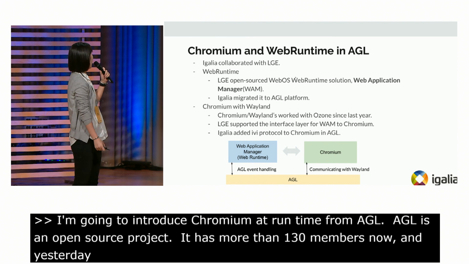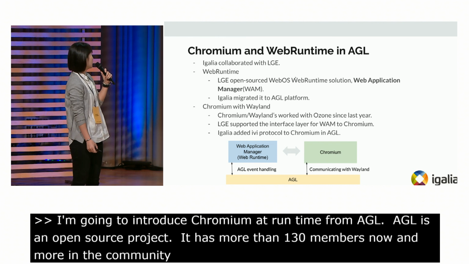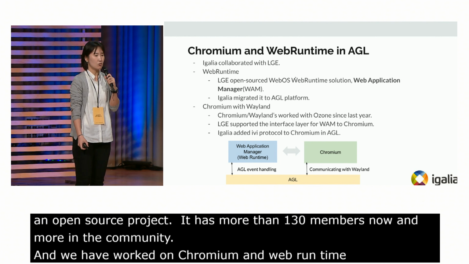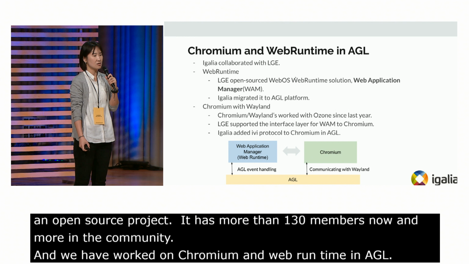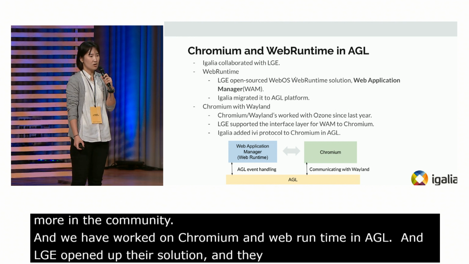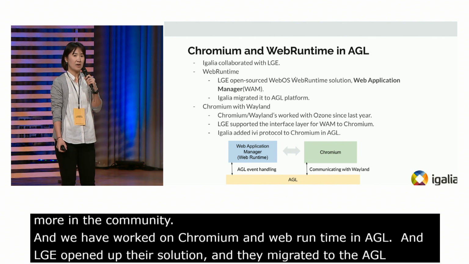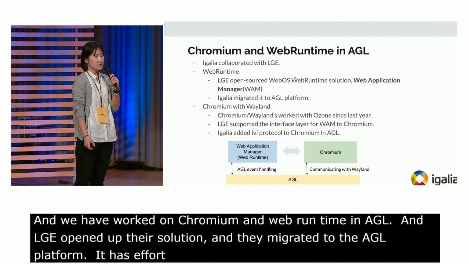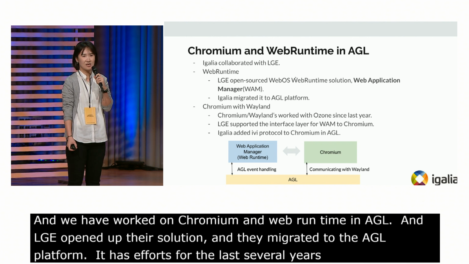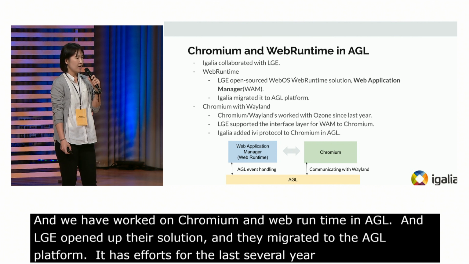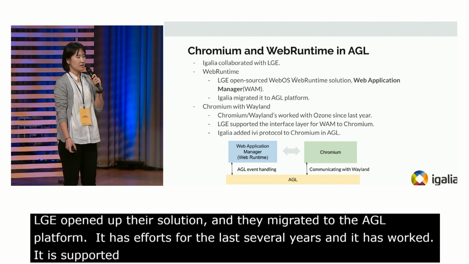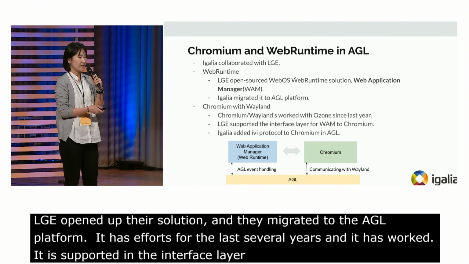Collaborating with LG, Igalia has worked on Chromium and web runtime in AGL. LG opened their web runtime solution, Web Application Manager, WAM, and Igalia migrated it to the AGL platform. As you might know, Igalia has put effort into the Wayland port for several years. Since last year, the Wayland port has worked without additional changes. And LG supported an interface layer for WAM, and Igalia added the IVI protocol for Chromium in AGL.